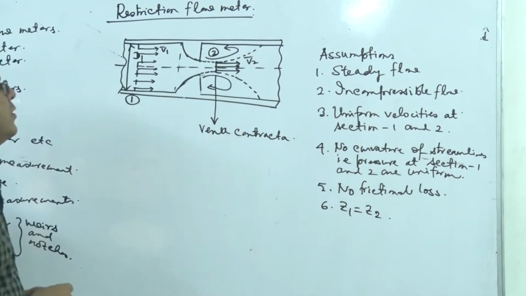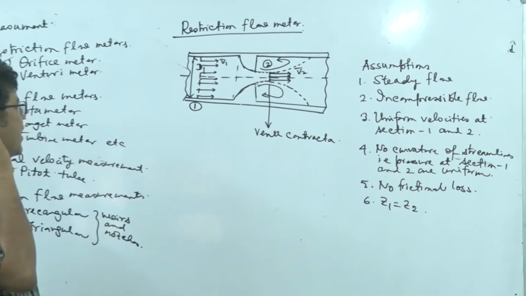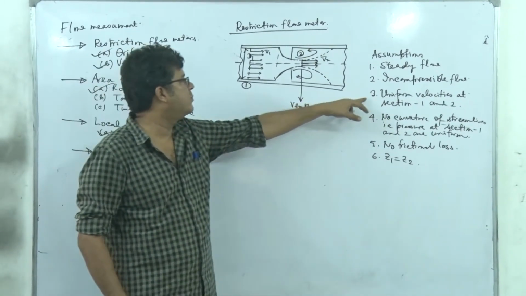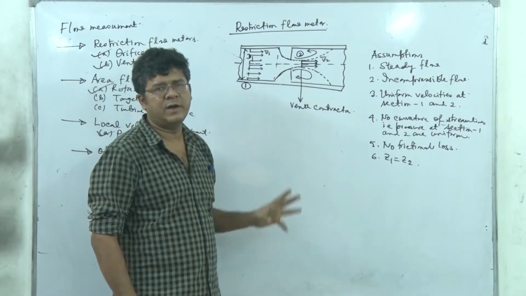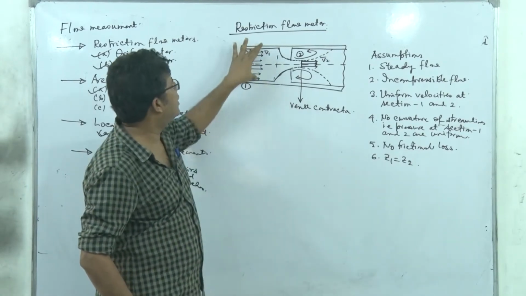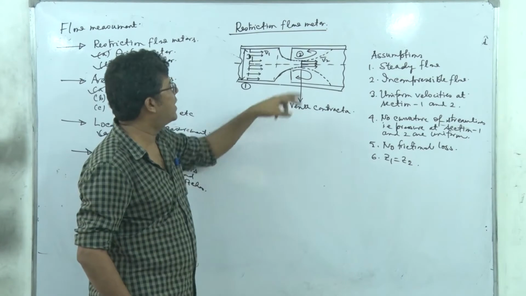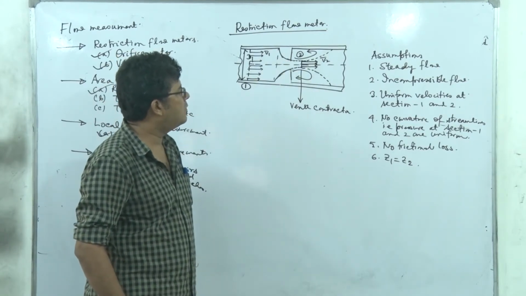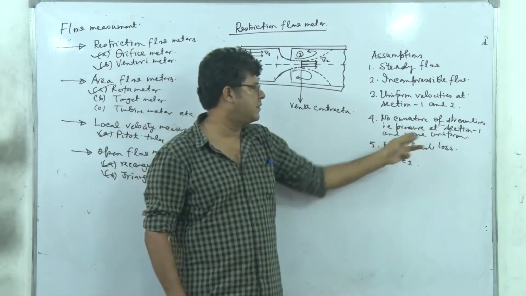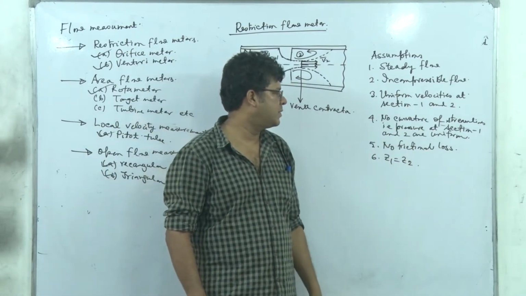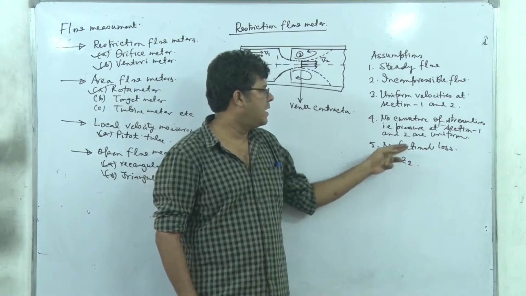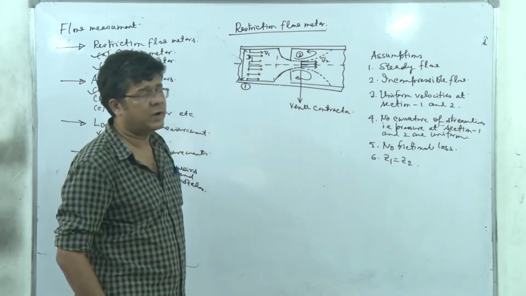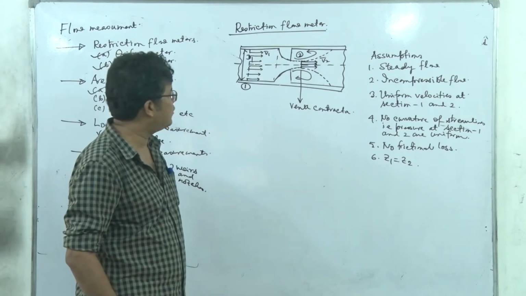So steady flow, incompressible flow, uniform velocities at section 1 and 2. Definitely it is a questionable assumption, because for any real life flow the velocity will not be uniform, there will be a profile. Here also we will have a profile. So no curvature of streamline, that is, the pressure at section 1 and 2 are uniform, but they are different definitely, and no friction loss, and the datum at Z1 and Z2 is perfectly horizontal. For the time being we are considering that.